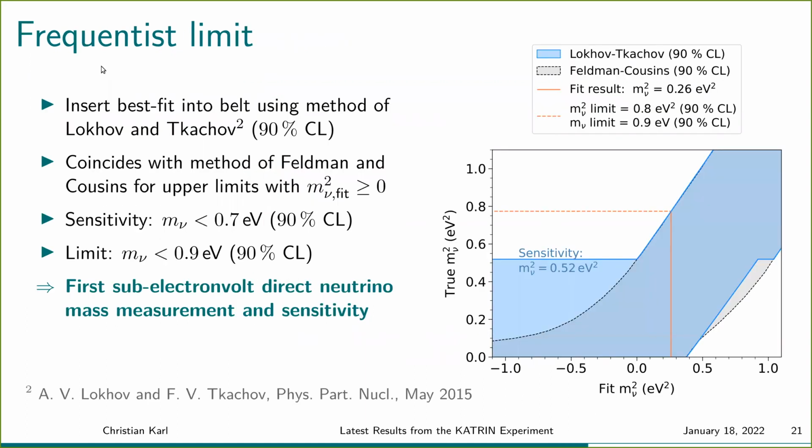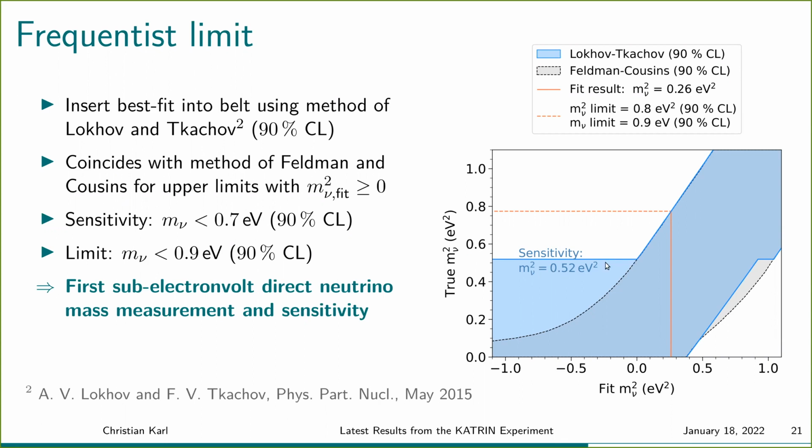Knowing all of this, we set a frequentist limit, and for this we insert our best fit into a belt using the method of Lokhov and Tkachov, and all of this is done at 90% confidence level for KATRIN. This coincides with the method of Feldman and Cousins for upper limits when the neutrino mass squared is positive.